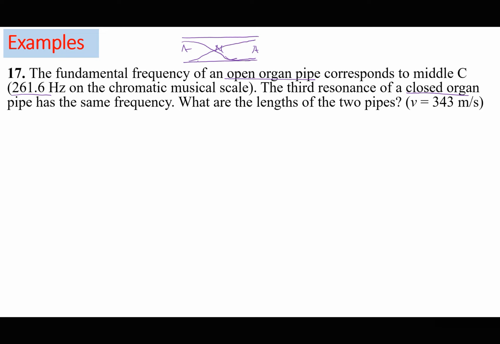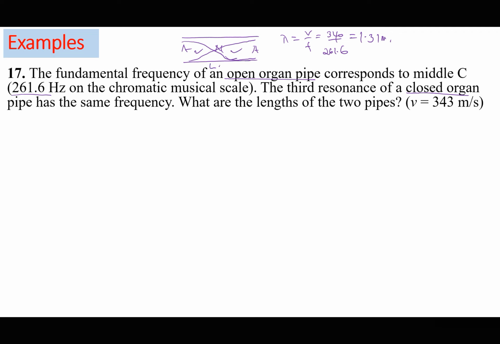So it is antinode, node, and antinode. So we can find the length here. We know that wavelength is equal to speed over frequency, which is 340 divided by the frequency, 261.6. So this gives us 1.31 meters.